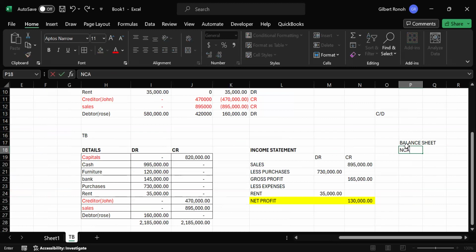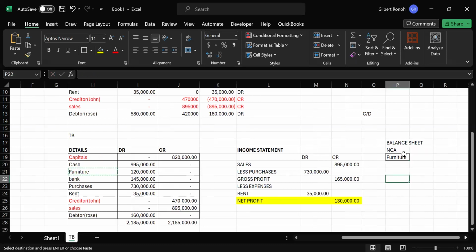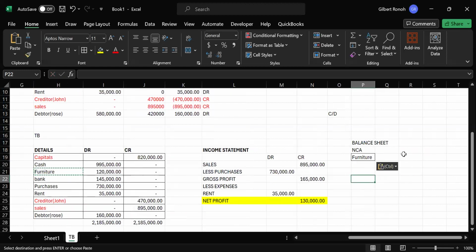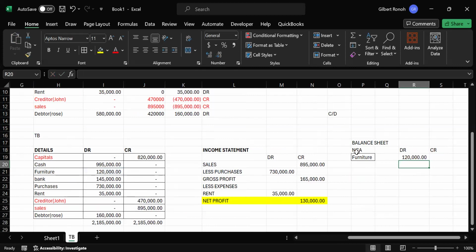liabilities. So non-current asset, in this case, we only have the furniture. So furniture is the only non-current asset which we can see here. And asset should have a debit balance. So we should have a debit over furniture. Furniture is 120. And then we don't have any other non-current asset.